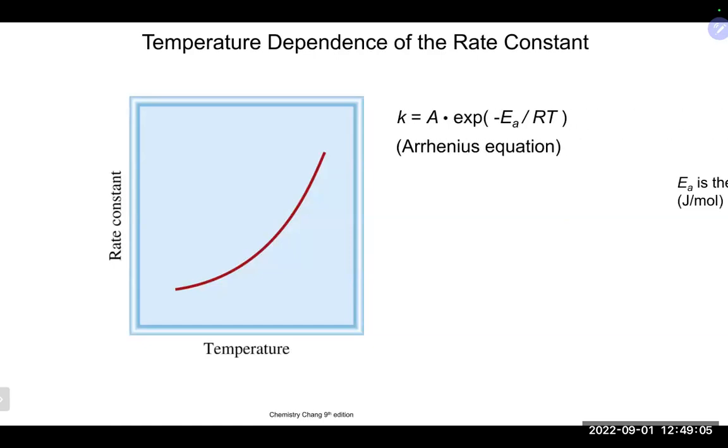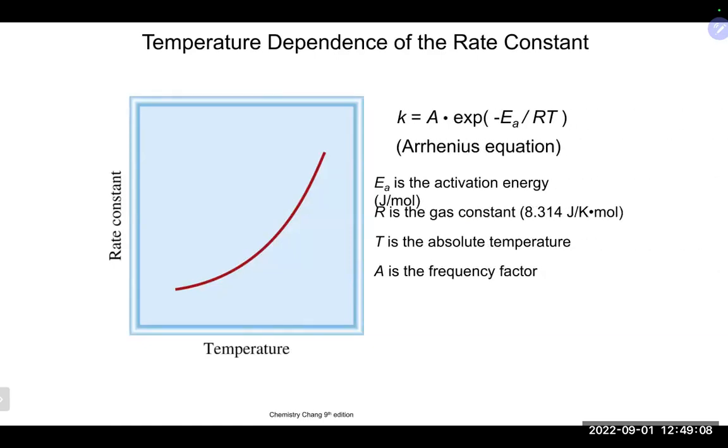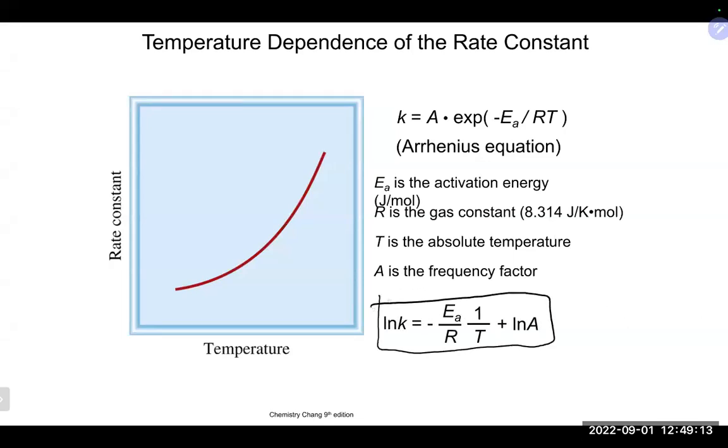So taking this equation that we just saw, a more useful version of it is this equation here. This is really a graphical version of the Arrhenius equation. This is the natural log of k is equal to minus Ea over R times 1 over the temperature, plus the natural log of A. This is written in the form of a straight line, y equals mx plus b.